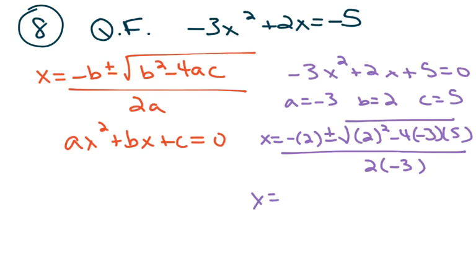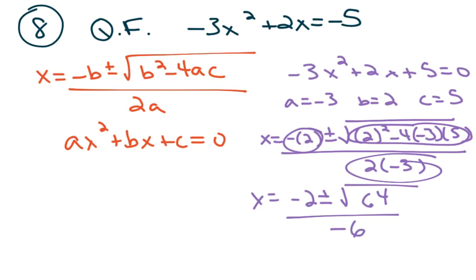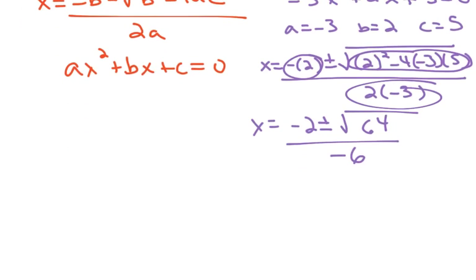When I simplify this, I like to simplify in parts. So I simplify that because sometimes it says two negatives, in which case it would be a positive. So it's going to be negative 2 plus or minus the square root of. Now I'm going to evaluate the discriminant. That's the part under the square root sign. It's going to be 64 over negative 6. So negative 2 plus or minus 8 over negative 6.